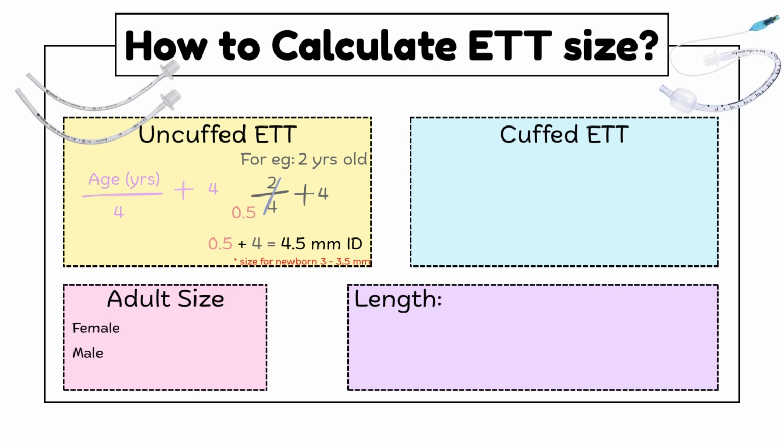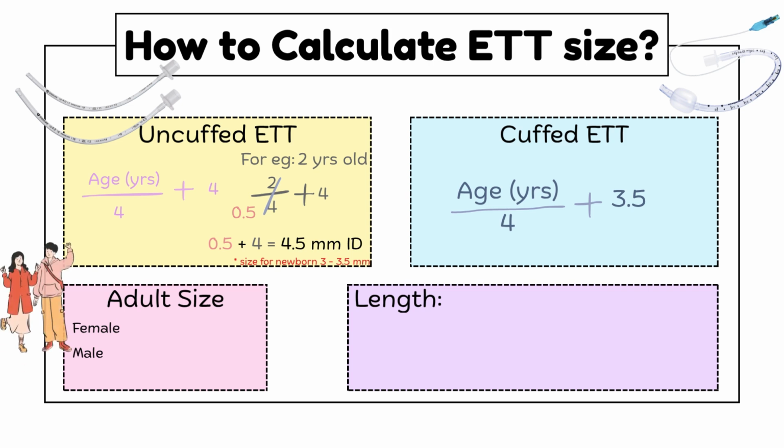Now, for a cuffed endotracheal tube, the formula is age in years divided by 4 plus 3.5. Let's talk about general adult tube sizes. For females, the usual cuffed ETT size is 7 to 7.5 millimeters, and for males, it's typically 7.5 to 8 millimeters.